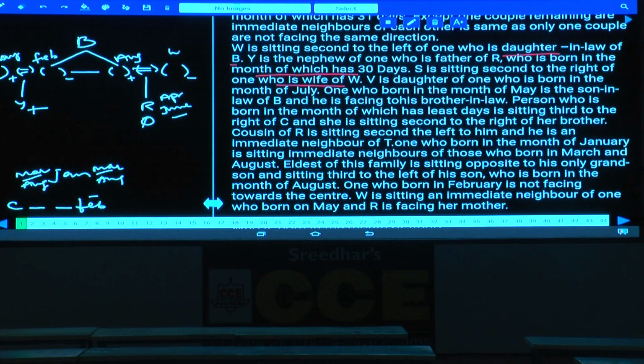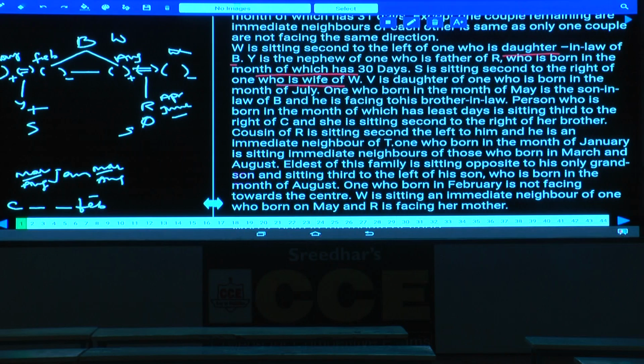Tell me. No. Why? If W is here, then S is seated second to the right of the one who is the wife of W, isn't it? If W is at this place, then this S must be in these two places, which is not possible, isn't it? As S is not possible, W cannot be here. Hence, where should this W be?